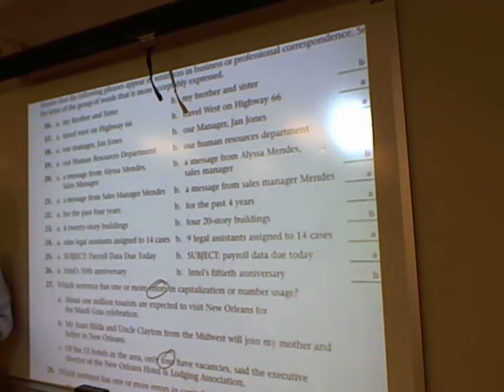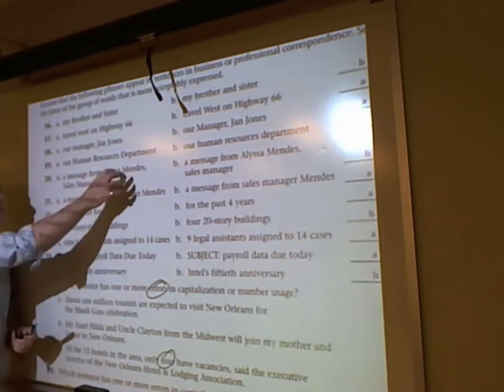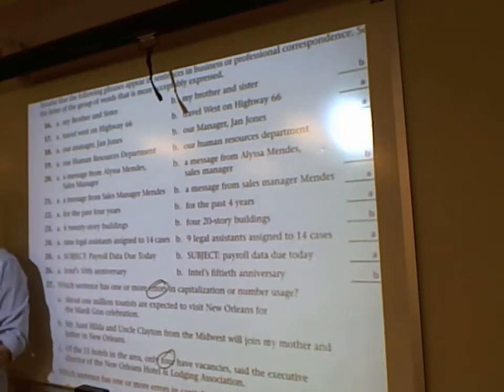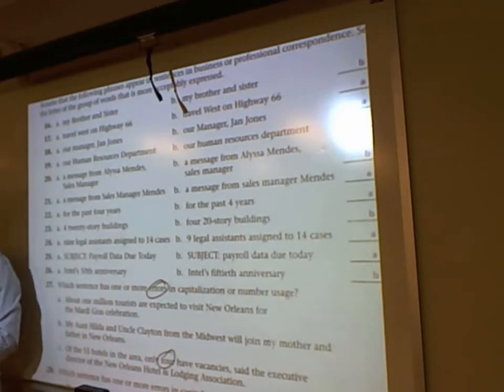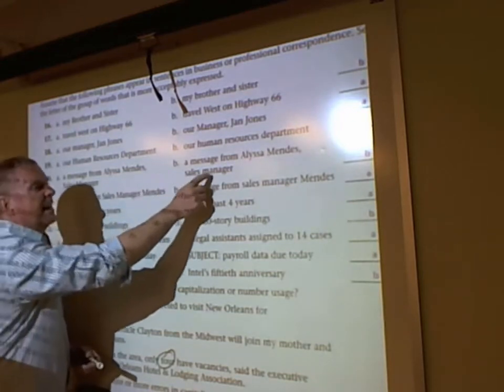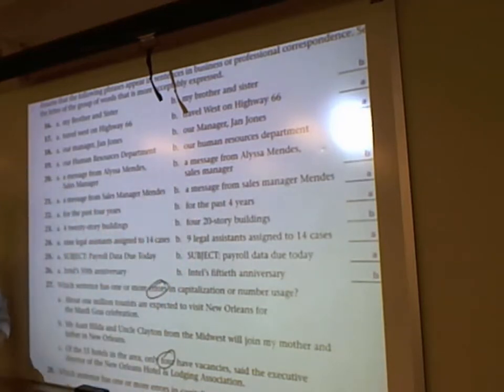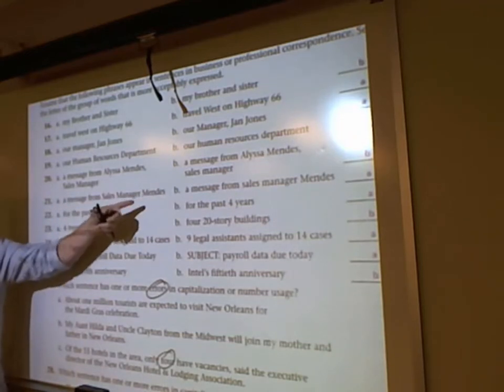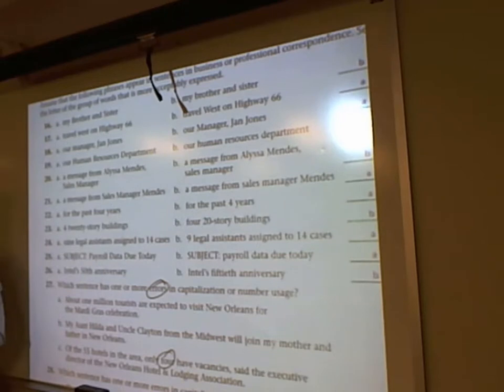And then number 20, a message from Alyssa Mendez, sales manager. Since this is in a correspondence, even though the appositive is renaming who Alyssa Mendez is, it should not be capitalized. So letter B is your correct answer. The only way that we can make that correct is what we're going to do in the next one, a message from sales manager Mendez. Since it's immediately before her name, so the position title comes before her name, then it's capitalized, so letter A is your correct answer on 21.